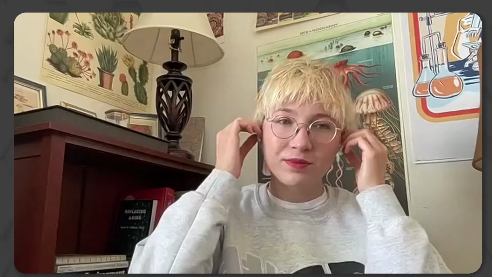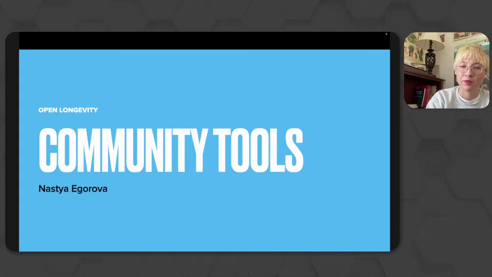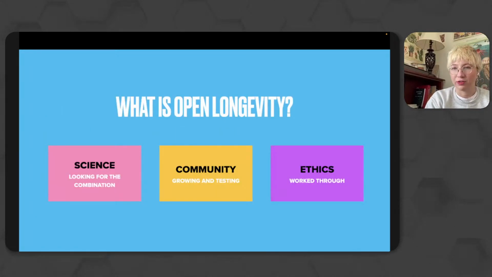I'm really happy to share what Open Longevity is here to present to you, because we've been working on several of these projects for quite some time now. And I think it's not really clear what Open Longevity is doing behind closed doors within its language bubble. So I'm happy to explain what we are doing, what we're into. Open Longevity community tools is the topic. And what is Open Longevity actually?